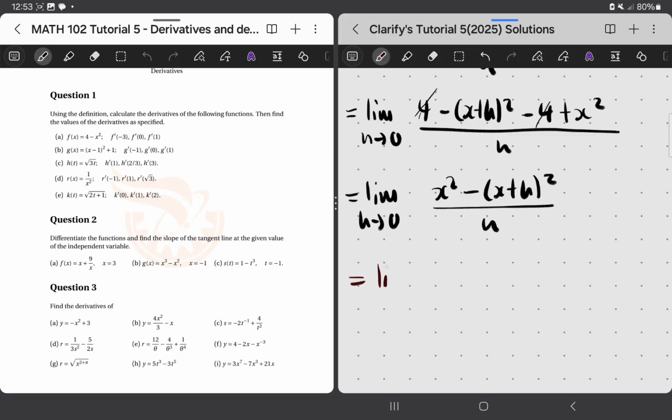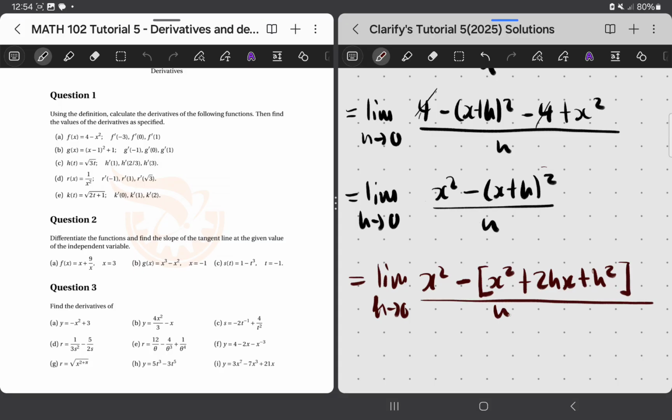So we can say this is going to be the limit as h goes to 0 of x squared minus, now let's do the expansion because the negative is before the expansion. So let's expand. When you say x plus h all squared, you square the first term, which is going to be x squared. Then you multiply the two terms together. x times h is hx. Then you multiply by 2, which is going to be 2hx. Then plus you square the last term, which is h squared, like this. And this is all affected by the negative. We say all over h.